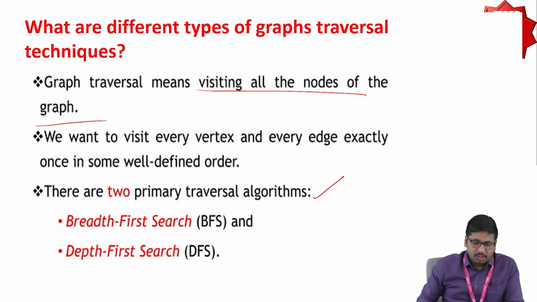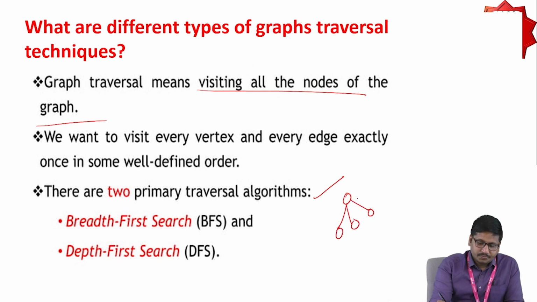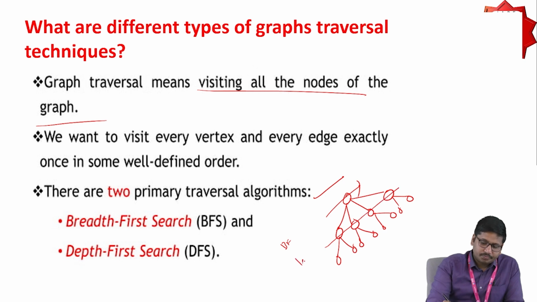In breadth first search, we have to visit all the vertices of the graph level by level. Suppose in BFS, first we visit this node, and then all the nodes present in the next level should be visited. Similarly, if I visit all the vertices in the next level, then that gives the BFS order.